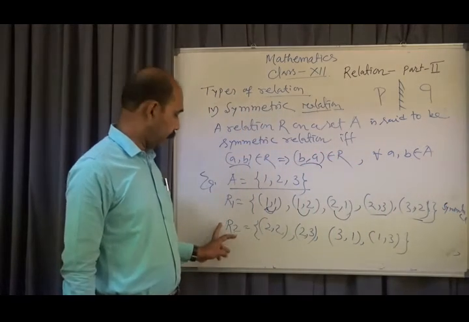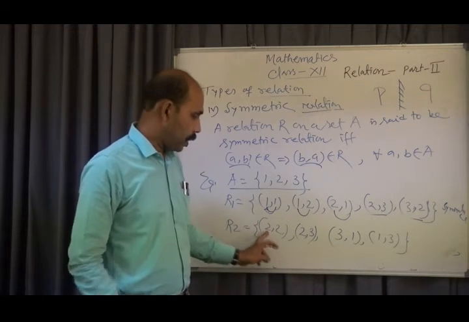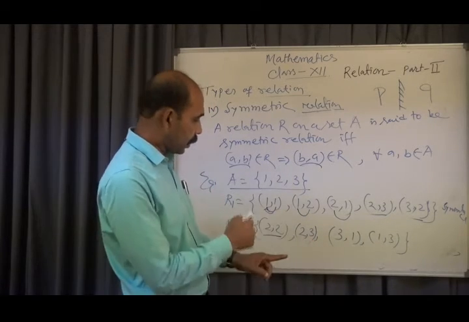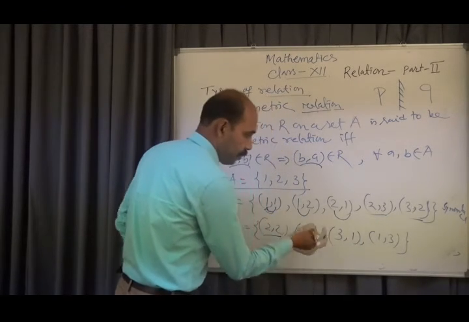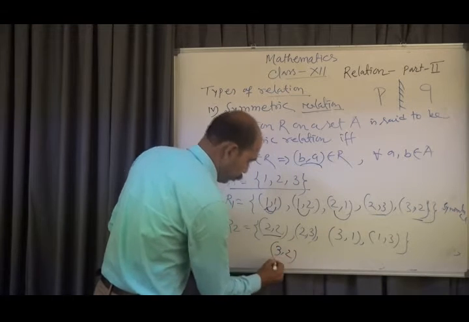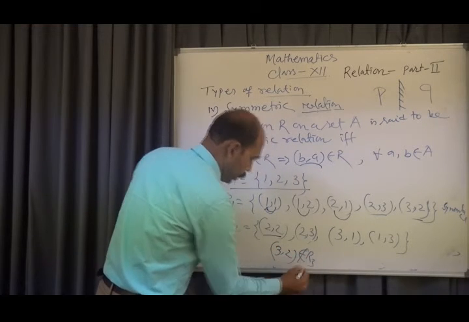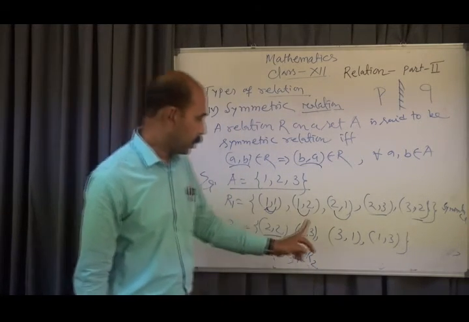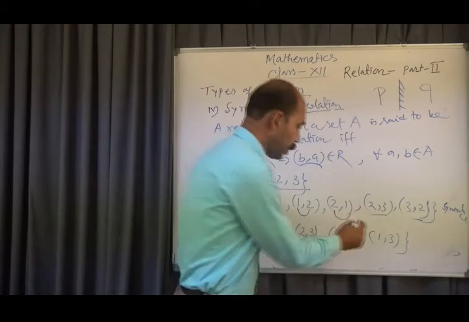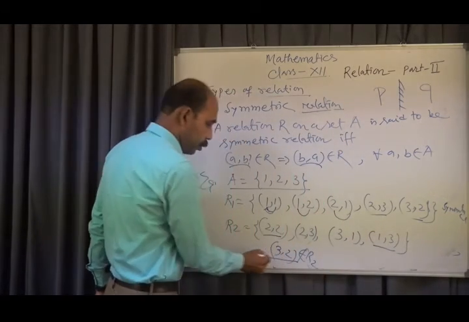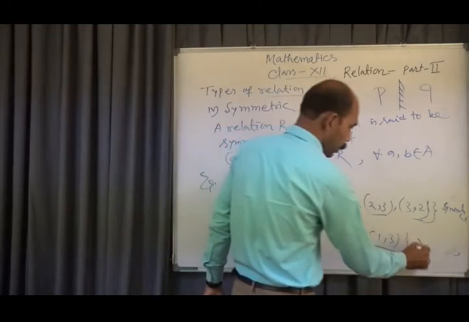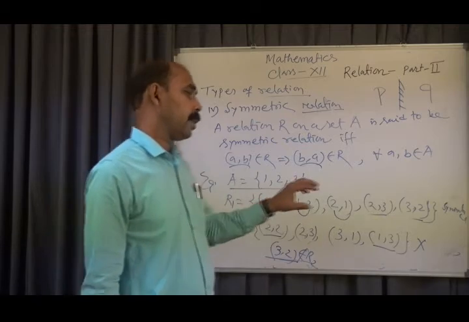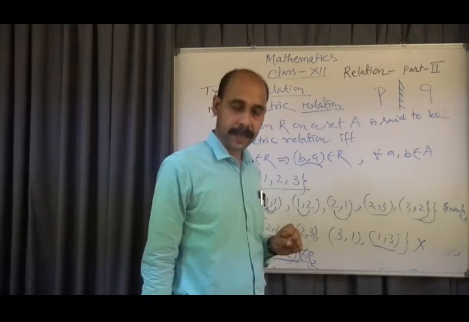But in the second case, the second relation, you see that (2, 2), if I interchange this, these are same. (2, 3), if I interchange this, then (3, 2). It does not belong to R2. It is not in the relation R2. But (3, 1), its opposite (1, 3), it is there. So (3, 2) does not belong to R2, so it is not symmetric. A symmetric relation means its opposites are there, so it is not symmetric.